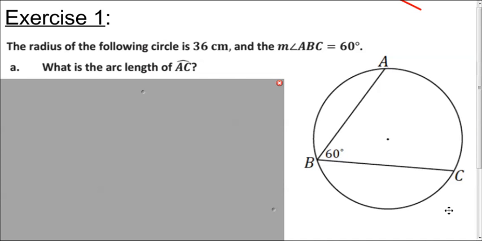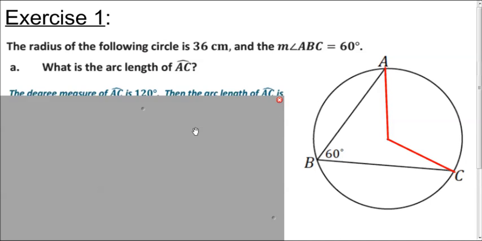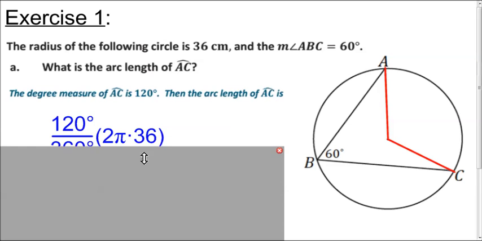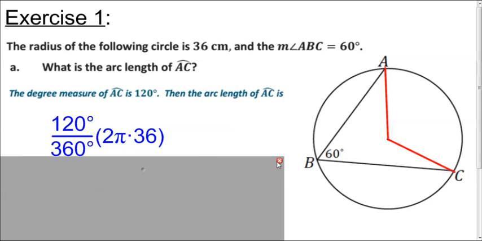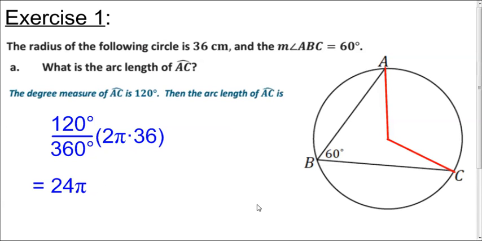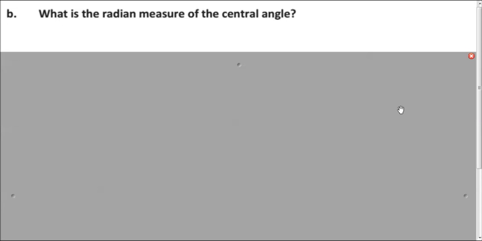So to find the arc length, we first have to find the measure of the central angle here. So the corresponding inscribed angle is 60 degrees, so we double that to get 120 degrees for our central angle. So we put that information along with our radius into our equation for finding arc length, and we end up with 24 pi.